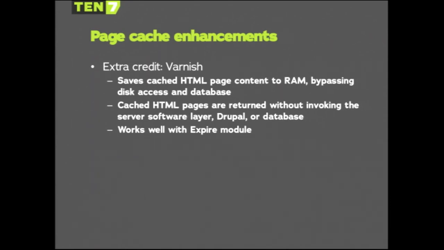You can also configure Varnish in such a way that it doesn't just rely on the URL, but it can rely on certain things that are in the header, or it can look at cookies that are being sent as well and determine whether or not to vary the response based on those things. Again, it works really well with the Expire module. It can listen into the Expire module's events and clear out selectively just the way that Boost or other modules can as well.